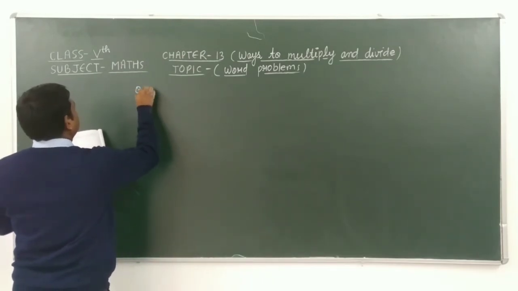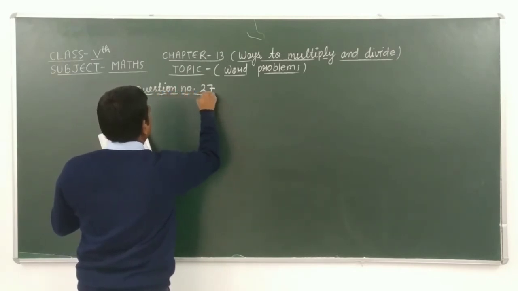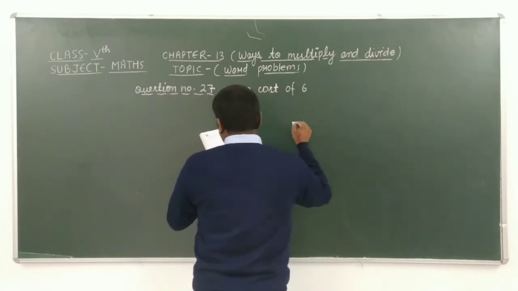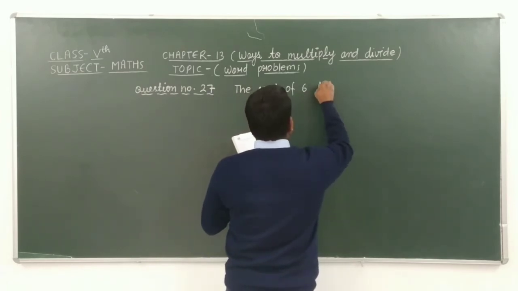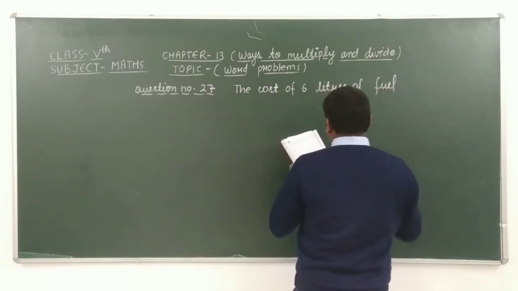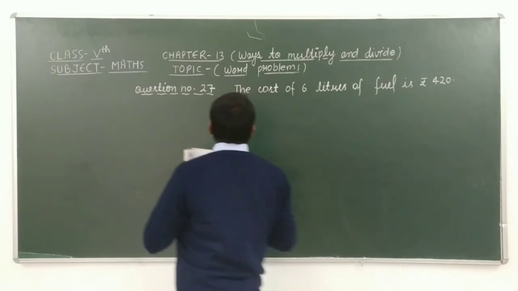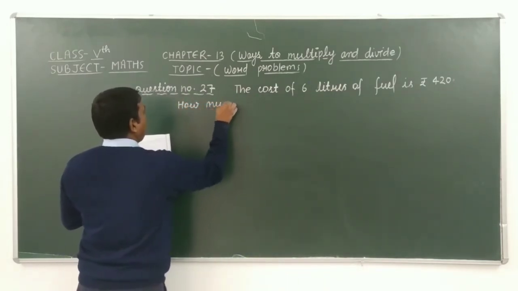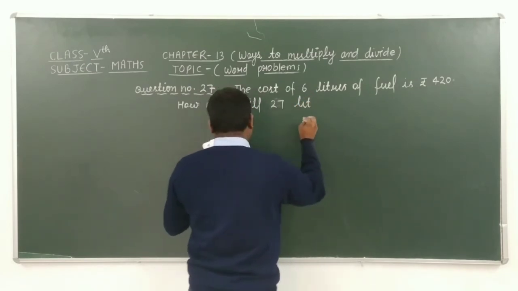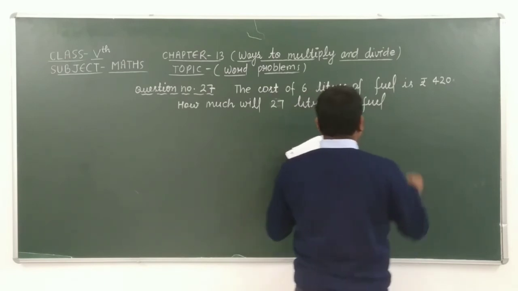Question number 27. Question number 27 is: the cost of 6 liters of fuel is rupees 420. How much will 27 liters of fuel cost?